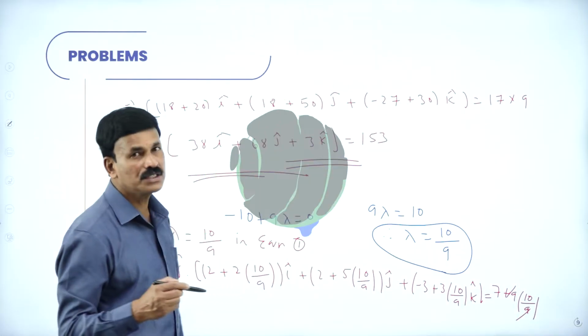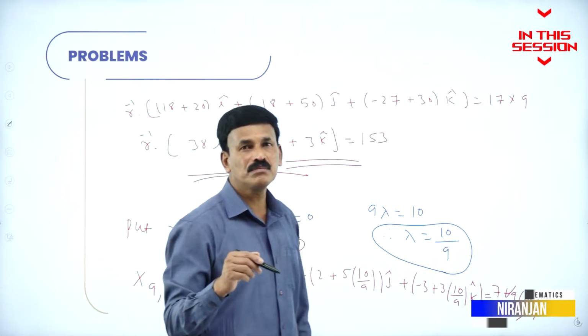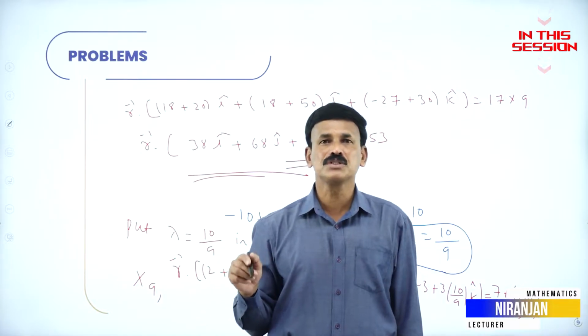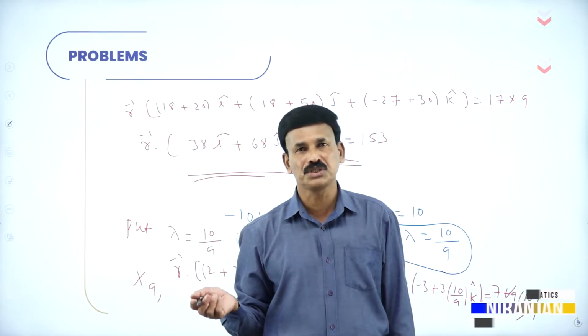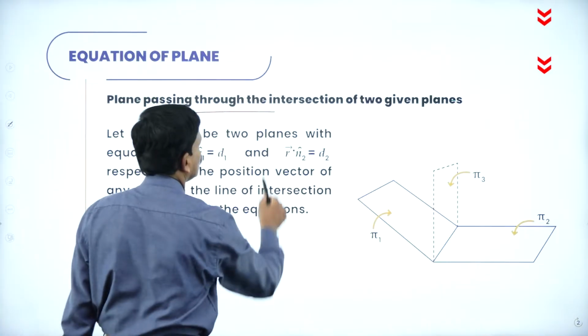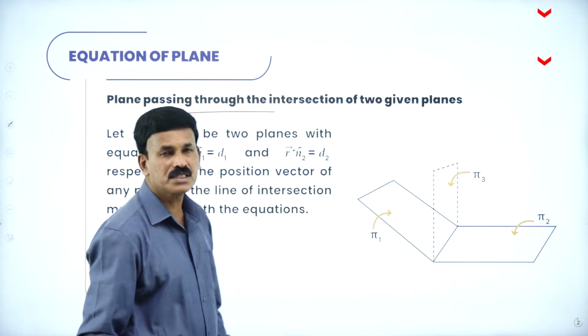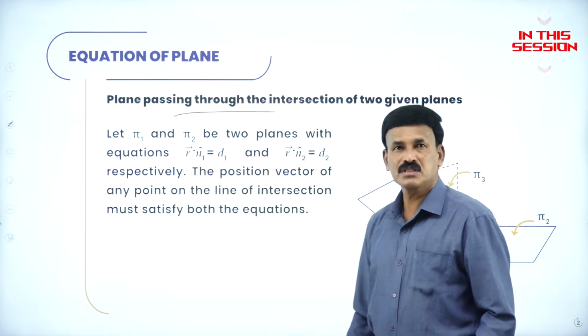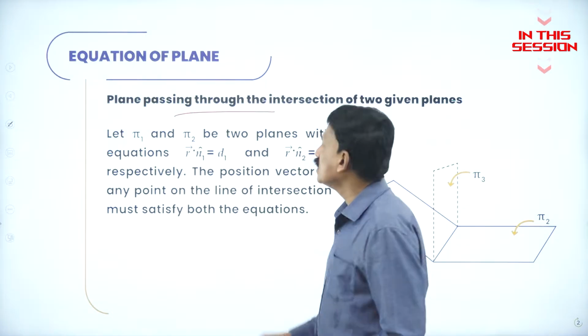The vector equation is r dot (n1 vector plus lambda into n2 vector) is equal to d1 plus lambda into d2. That's it. Okay. Now, the equation of a plane passing through the intersection of two given planes. This is a very important concept, so you may expect one problem from this concept.